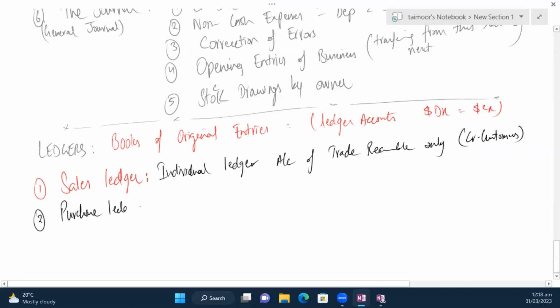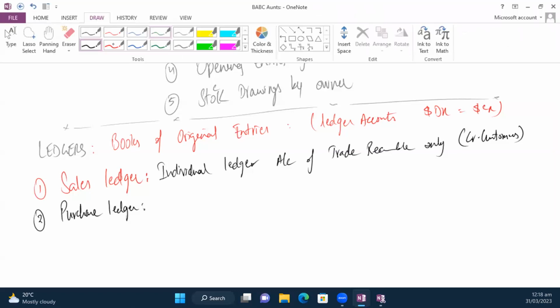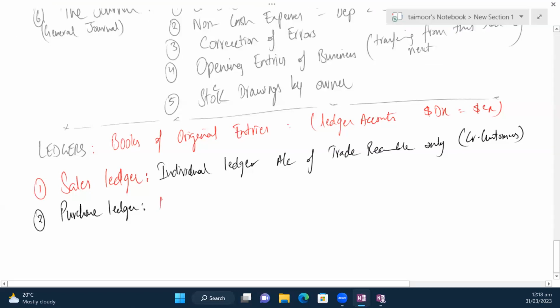Purchase ledger. What will be here? Individual ledger account of trade payables only. That means credit suppliers. All right. So customers' accounts, sales ledger; supplier accounts, purchase ledger.